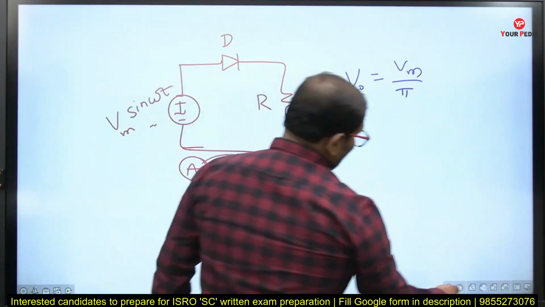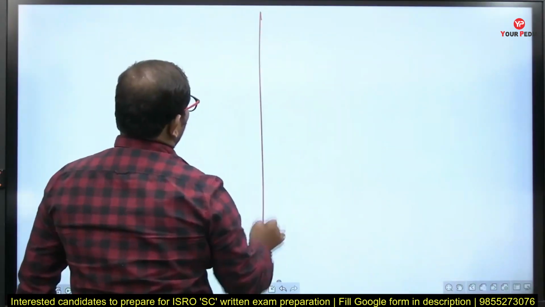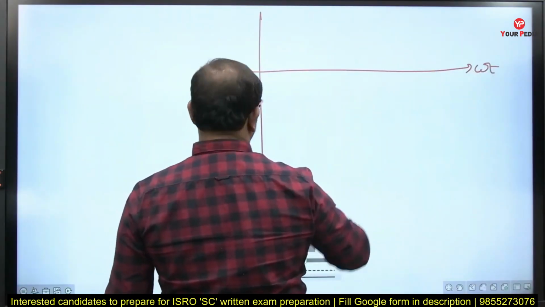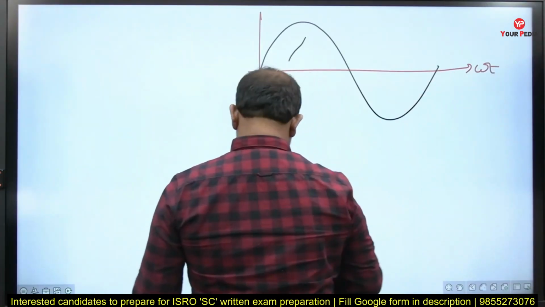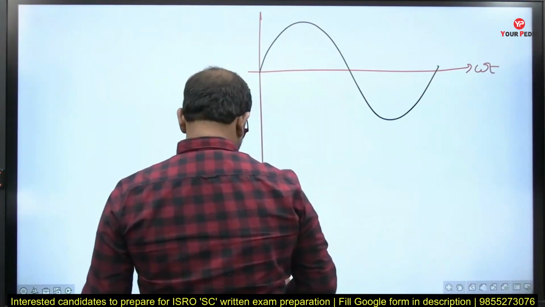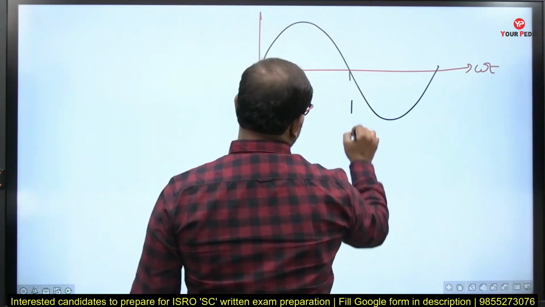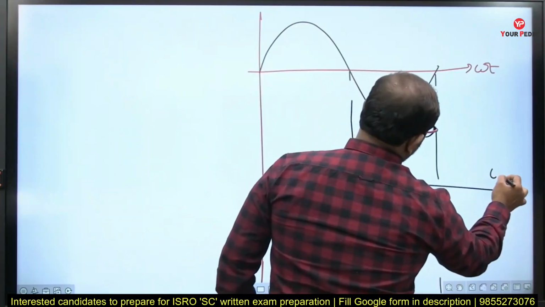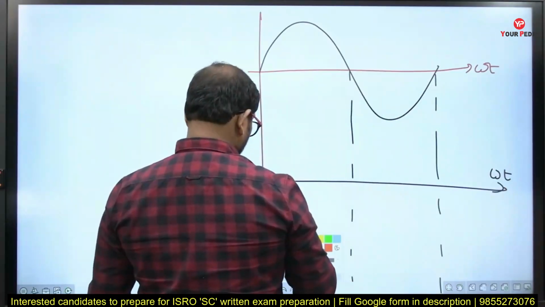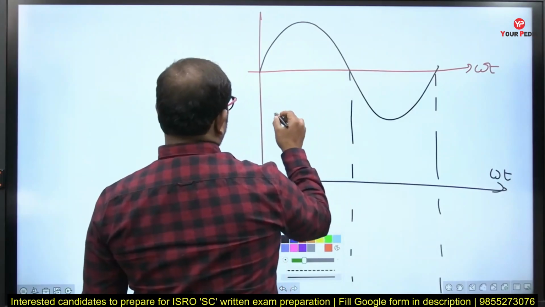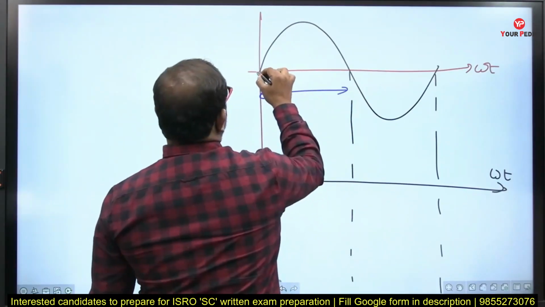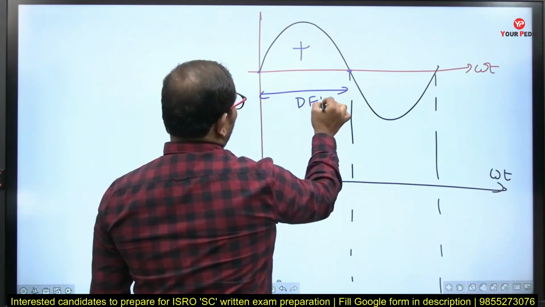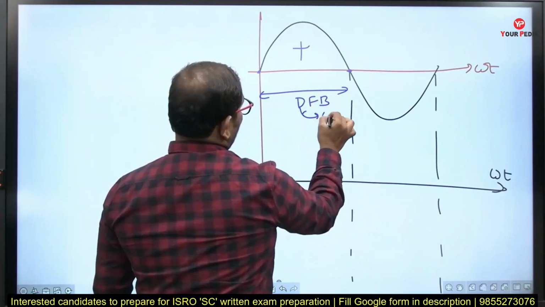Now let's draw the output voltage waveforms for resistive load. This is the omega t axis, and the supply voltage is sinusoidal like this. Now let's draw the output voltage. From here to here, the supply voltage is positive. Because of the positive supply voltage, your diode will be forward biased, and because of this, your diode will be turned on.